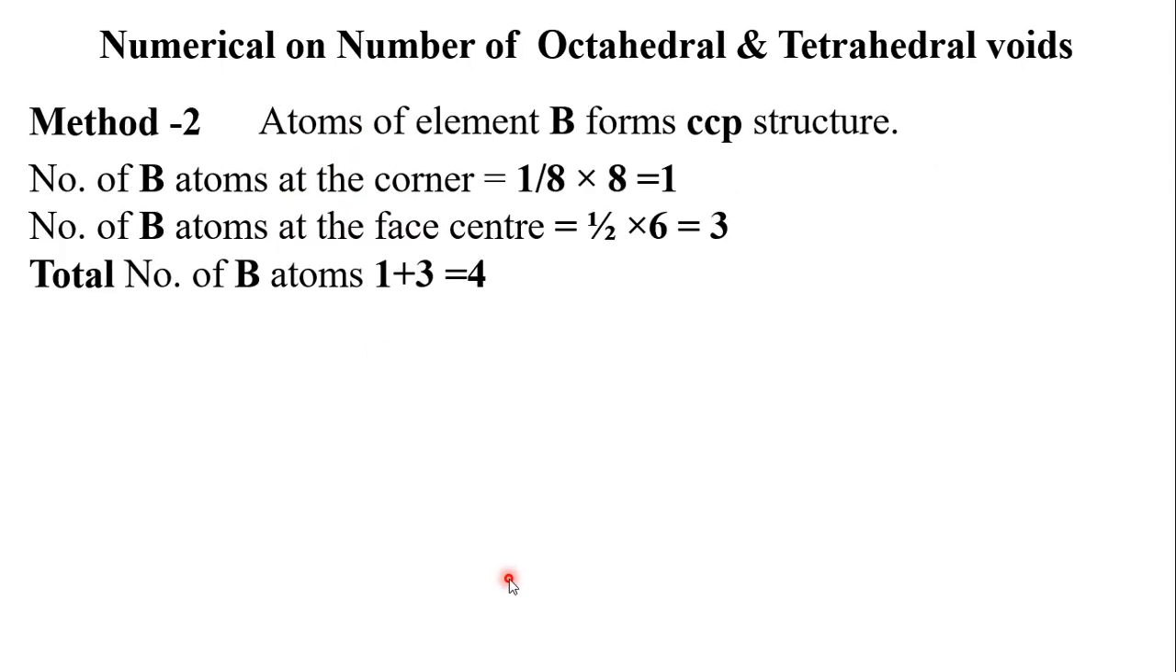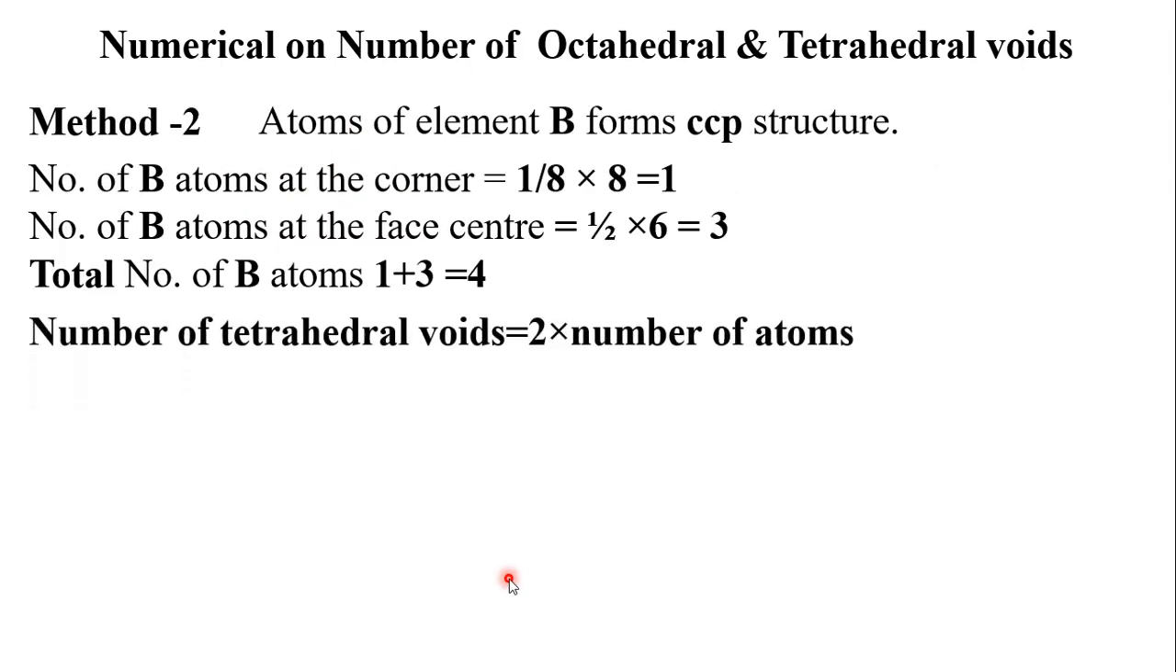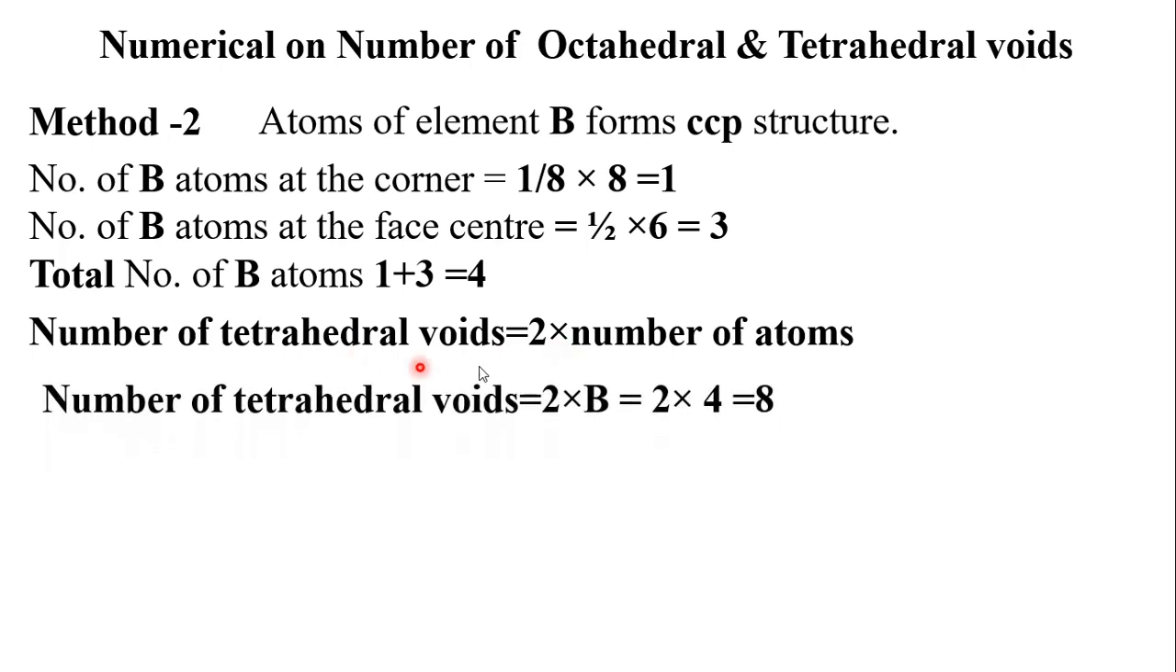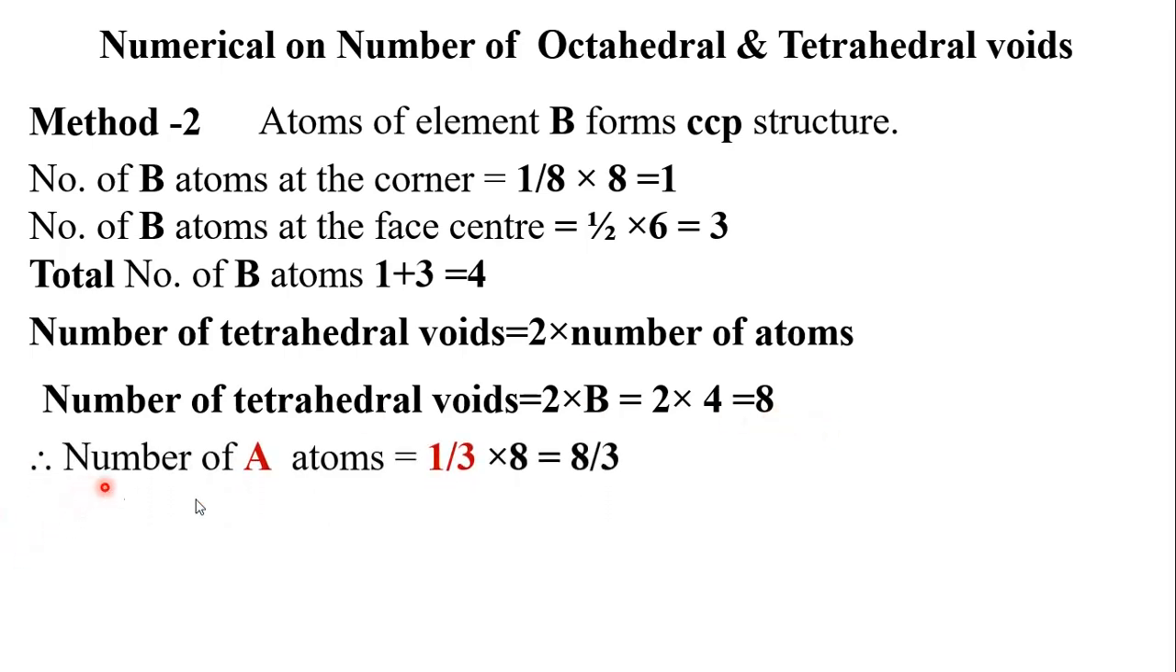That we know, and therefore the number of tetrahedral voids is equal to number of atoms into 2. Number of atoms, how many are there? 4. B atoms, how many? 4. Therefore number of tetrahedral voids is equal to 2 into B, B's number, how much is it? 4. So 2 into 4, that is equal to 8. So number of tetrahedral voids in CCP structure is equal to 8, and therefore number of A atoms is equal to 1/3 of this. Therefore 1/3 into 8 is equal to 8/3.